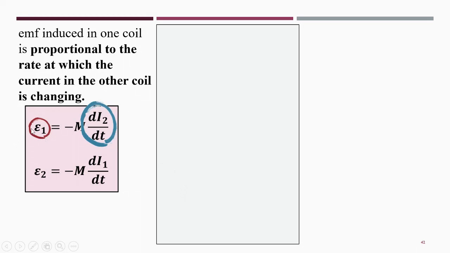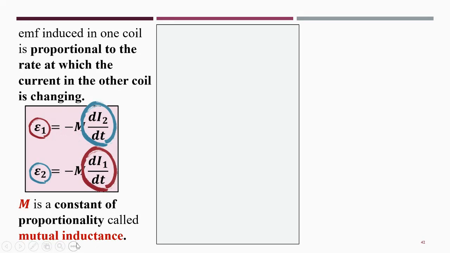So the induced EMF in coil 1 is equal to negative M, where M is called the mutual inductance, a constant of proportionality, times the rate of change of current in coil 2. This is because when we change the current in coil 2, an induced EMF will be in coil 1. The same thing happens if we induce current in coil 2 by changing the current from coil 1.